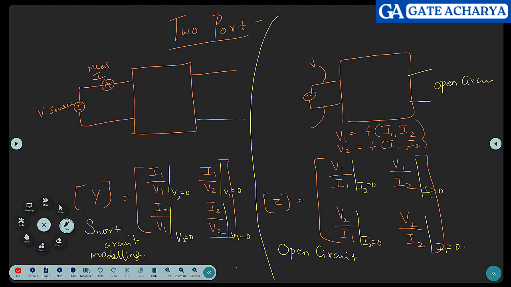See, after all, how are Y and Z related? Y is a conductance, Z is an impedance. How are they related? Inverse. So if you know the Z matrix and I ask you for the Y matrix, what will you do? Inverse of that matrix. You know how to find an inverse, right? So that's it.